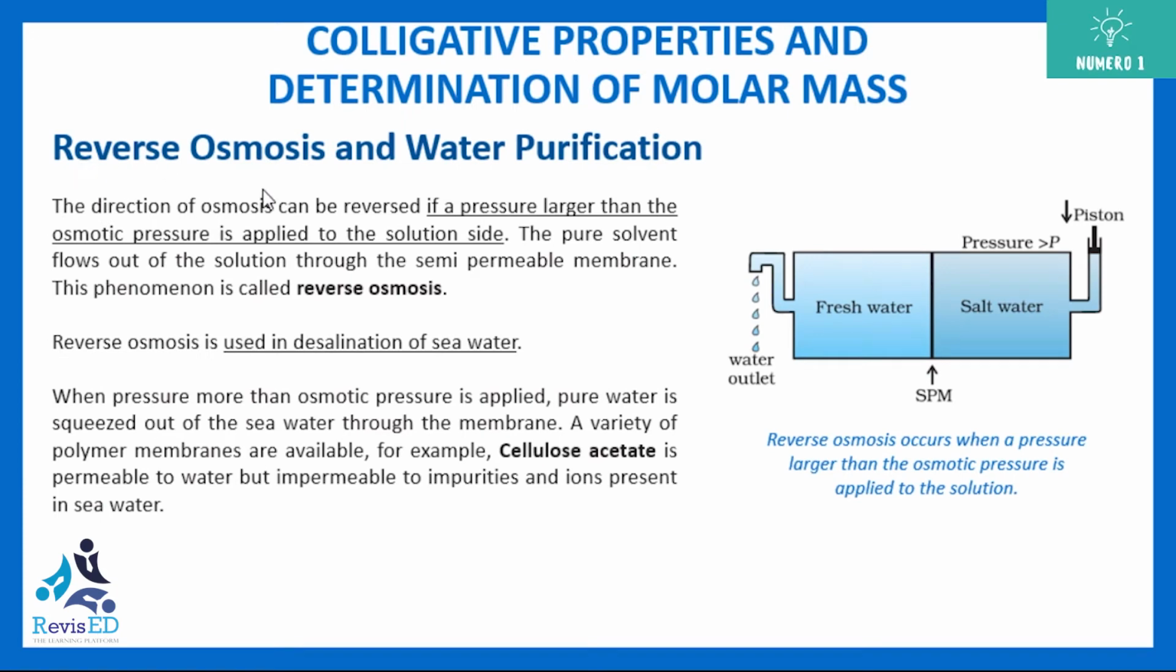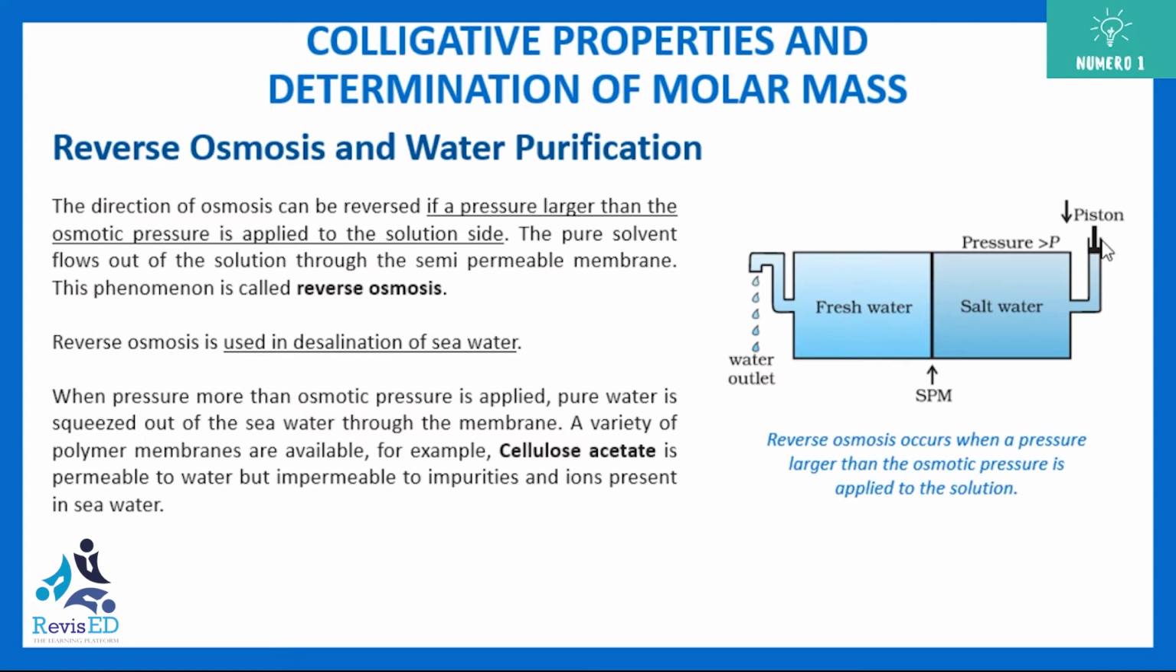Next is the process of reverse osmosis and water purification. So we can reverse the osmosis process. Now how can we reverse this osmosis process? Let's take an example. Here there is salt water, here this is fresh water. This is separated by a semi-permeable membrane. Let's say one example of a semi-permeable membrane is cellulose acetate. So in the normal osmosis process, what happens? The fresh water should go to this side, right? Because this is the solution and this is your solvent.